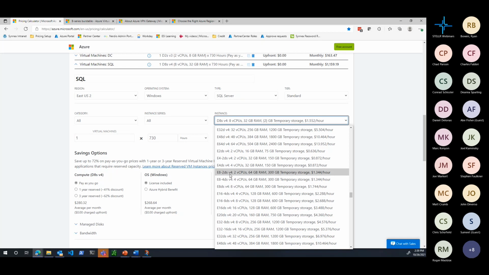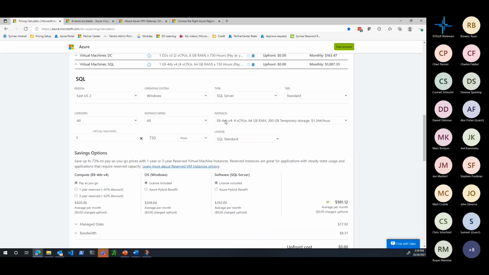In most cases, what we've seen is only occasionally have we seen somebody needing these 32 or 48 core virtual CPU boxes. So I'll go down here to the E8 4DS and show that my licensing cost is now a 4 CPU licensing cost for SQL Standard. And so now I have my SQL server.